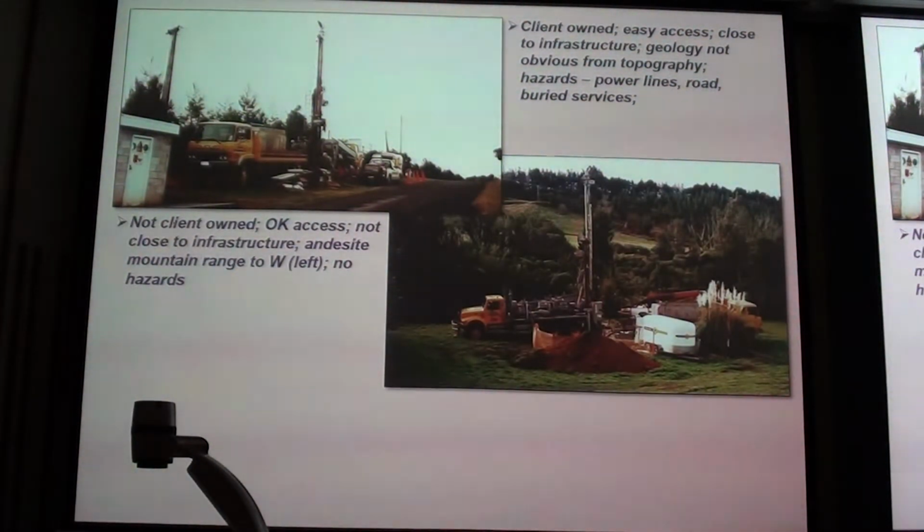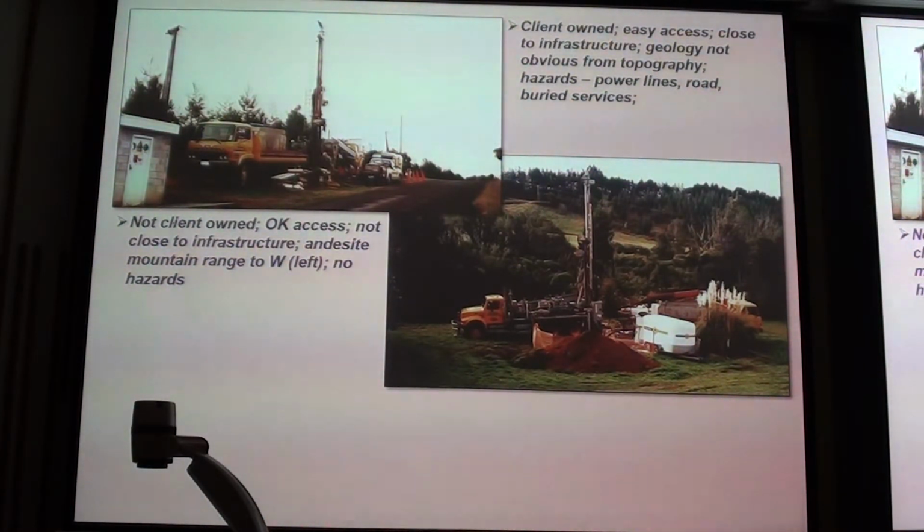This one here is in Kerikeri. That avocado orchard was a really weird place. This wasn't client-owned, so if they were going to drill here, they would have to buy a parcel of land or lease it off the owner. If you're going to be doing this on someone's property, you've got to make sure that they're amenable to it, otherwise you just go somewhere else.